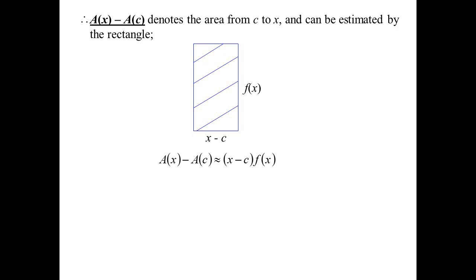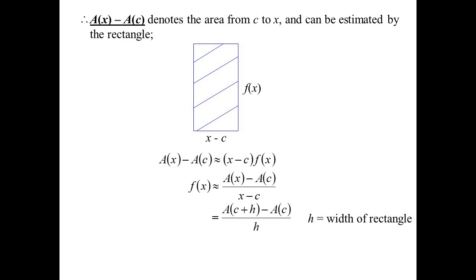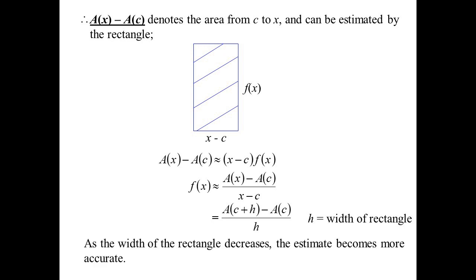Okay. But if I rewrite that, f(x) therefore is approximately this area function that I'm looking for: A(x) minus A(c) over x minus c. But I know the equation of f(x). For the one we looked at, it was x cubed. I could write x in a different way. Instead of saying x, it's going to be c plus h, where h is the width of my rectangle, which is, of course, x minus c. I now get a new little formula here: A(c plus h) minus A(c) all over h. h is representing the width of our rectangle.